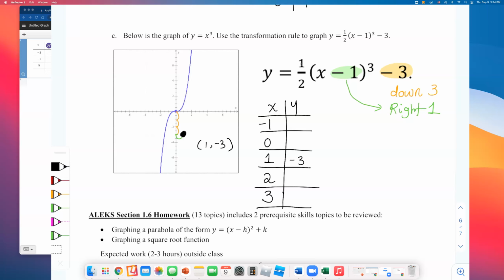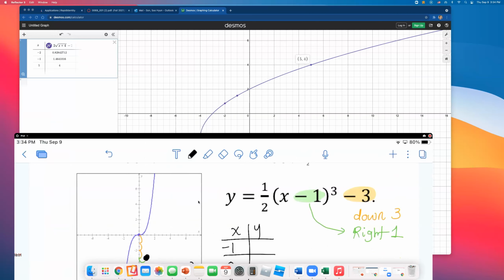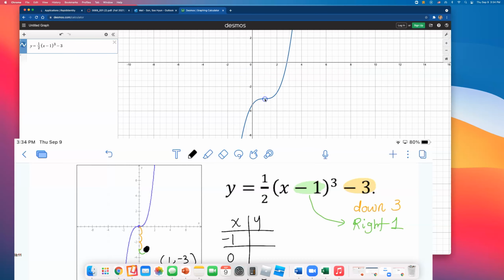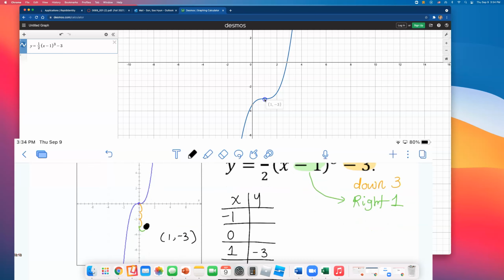If I don't have a calculator, I will have to plug these x values in myself and evaluate it. But I'm going to go ahead and use this tool that I have, okay? So I'll go ahead and type in y equals half times (x minus 1) cubed minus 3. So, hey, look, at least we got that. Not at least, this is significant. We did this right. Look, we got that midpoint, 1, -3, right.